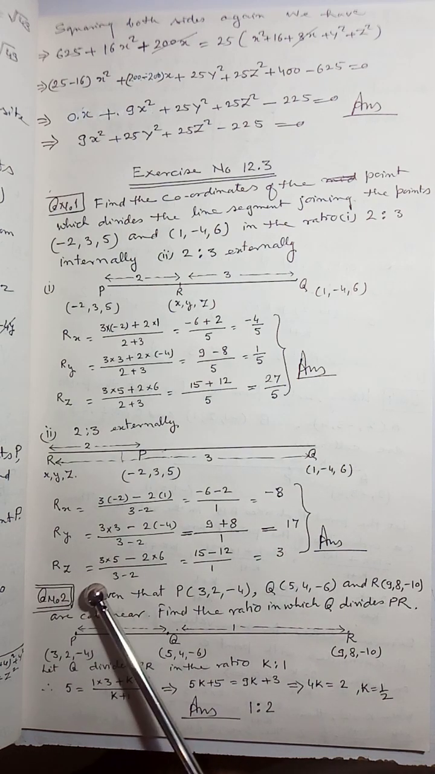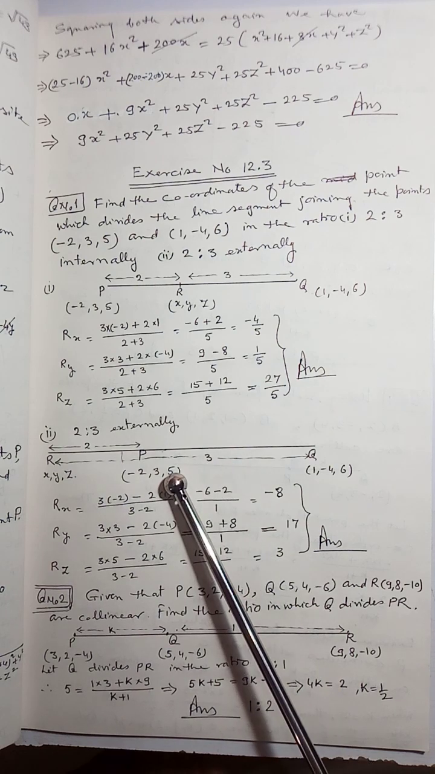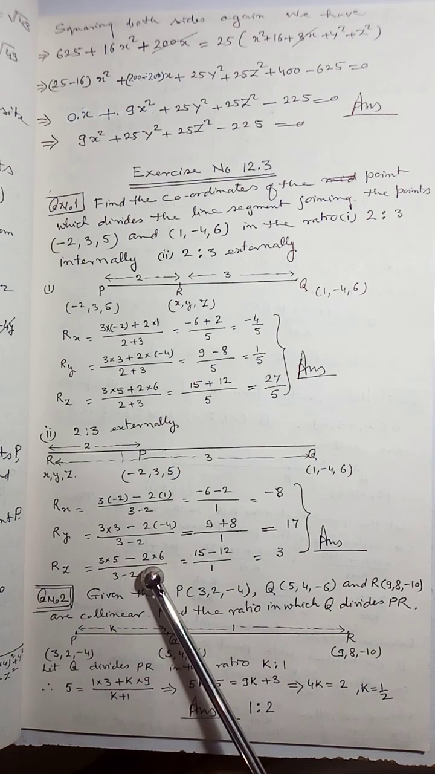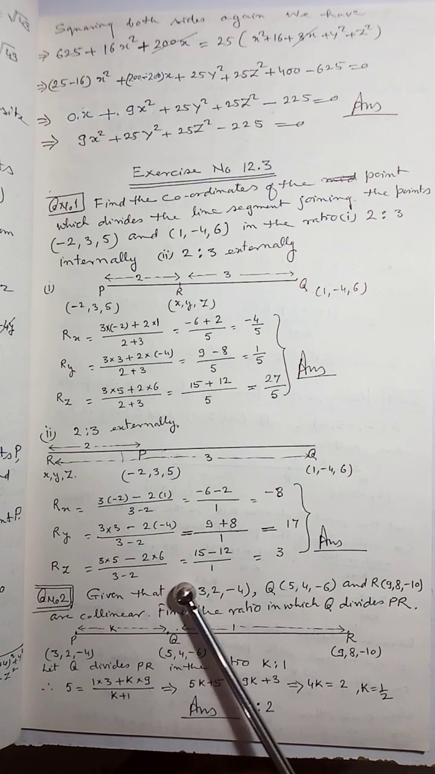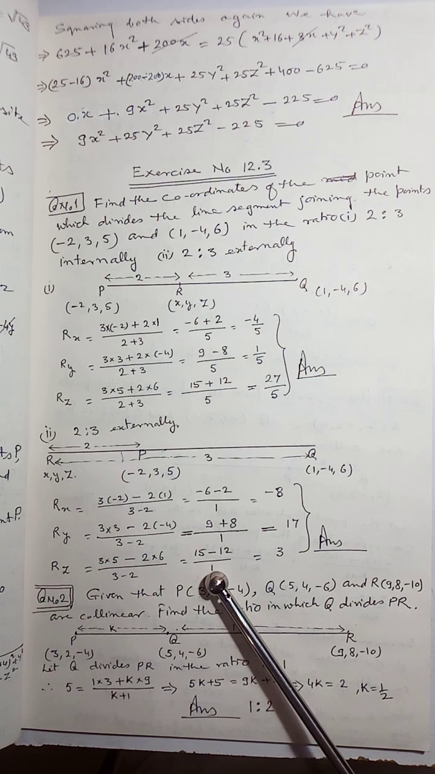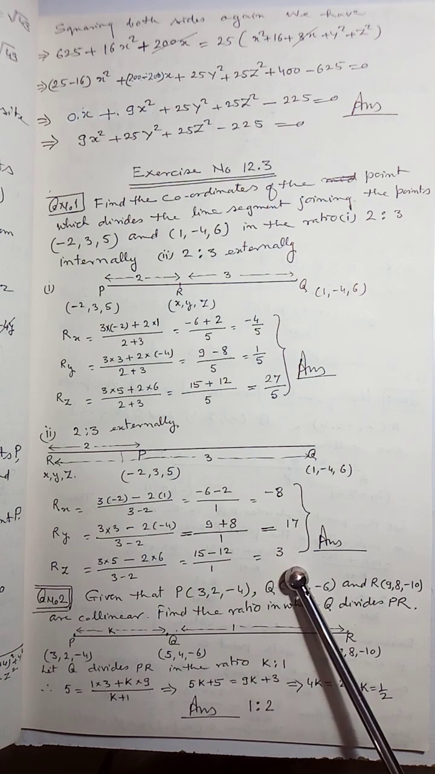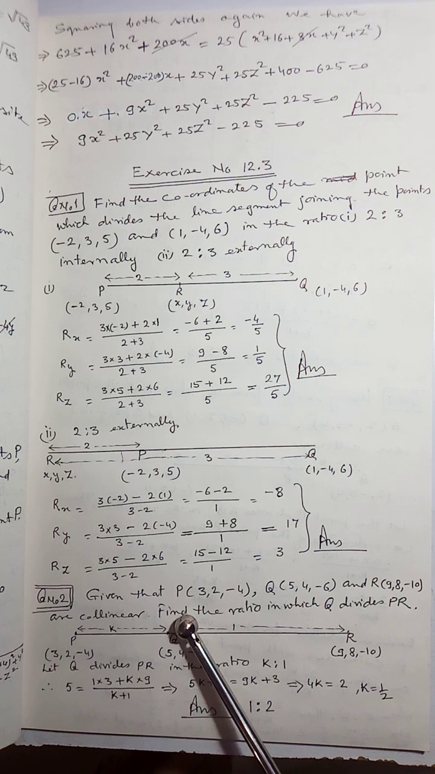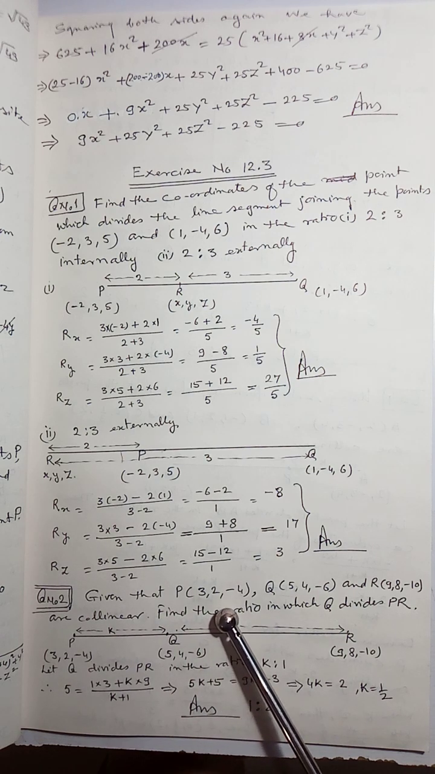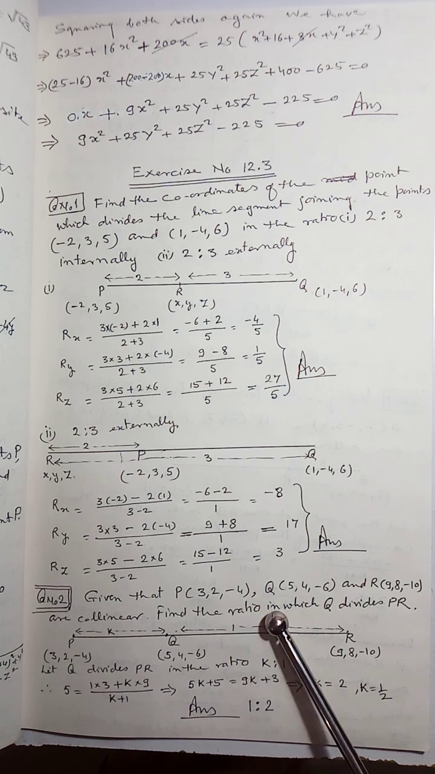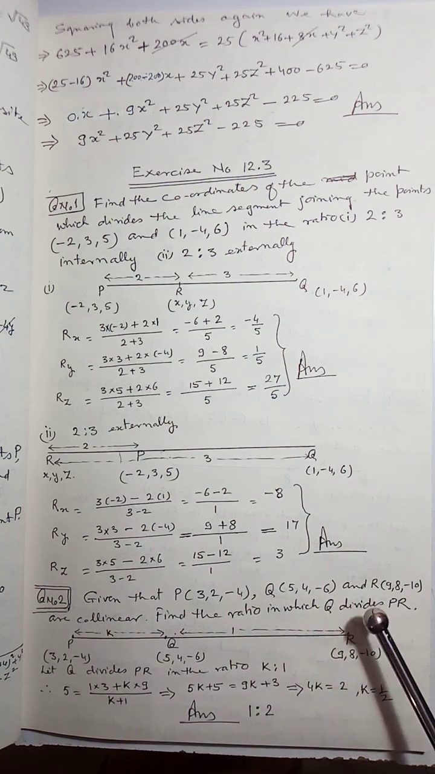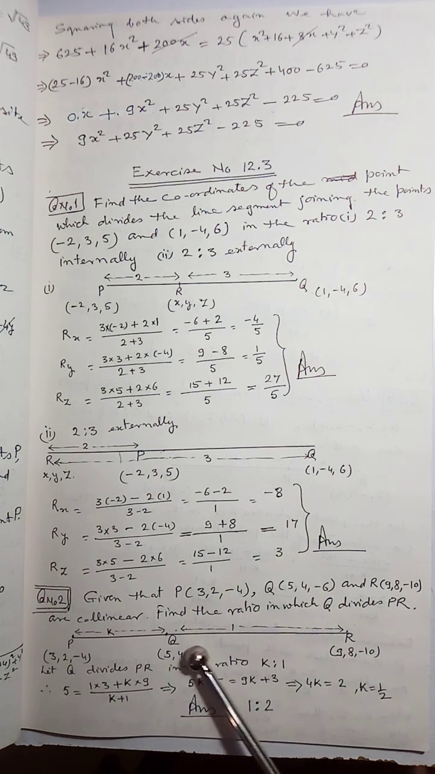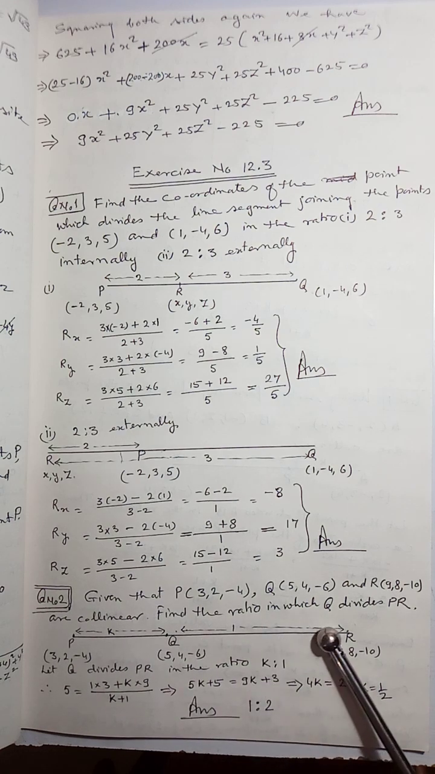Now Rz, that is 3 into 5 minus 2 into 6, whole divided by 3 minus 2, and it will be equal to 15 minus 12 by 1, that will be 3. Now come to question number 2. Given that the points P (3, 2, -4), Q (5, 4, -6) and R (9, 8, -10) are collinear points, find the ratio in which Q divides PR.